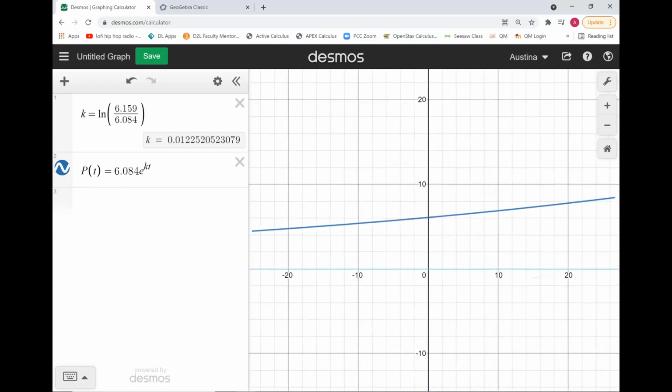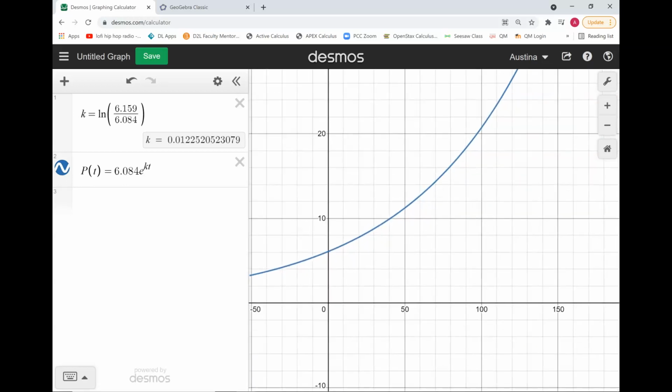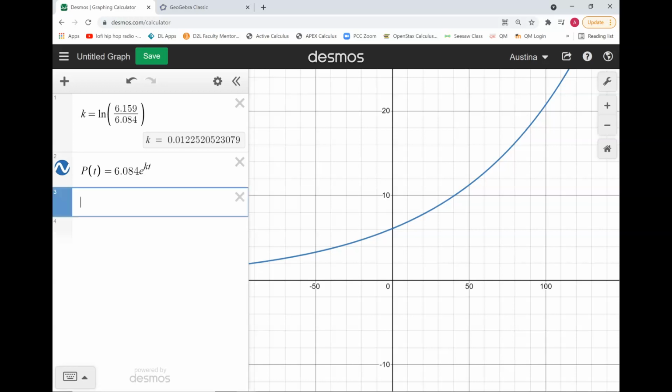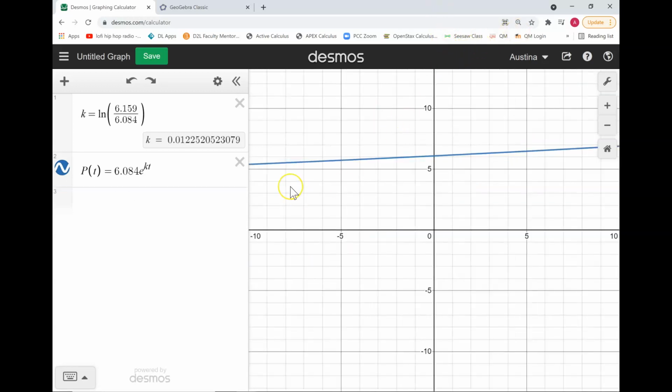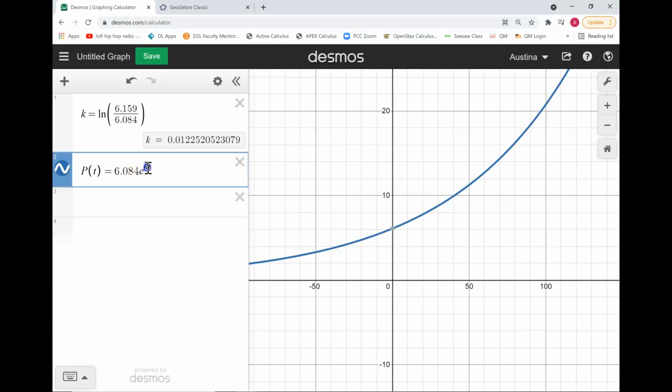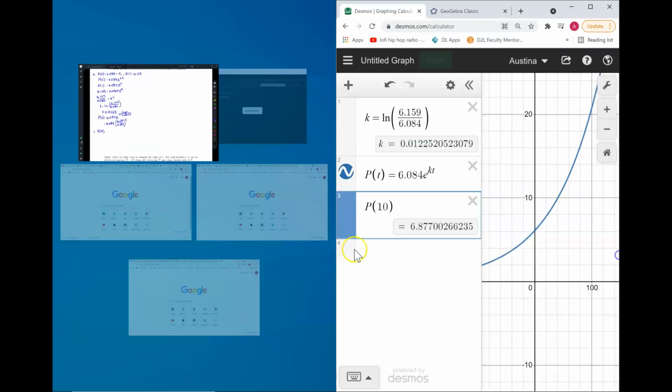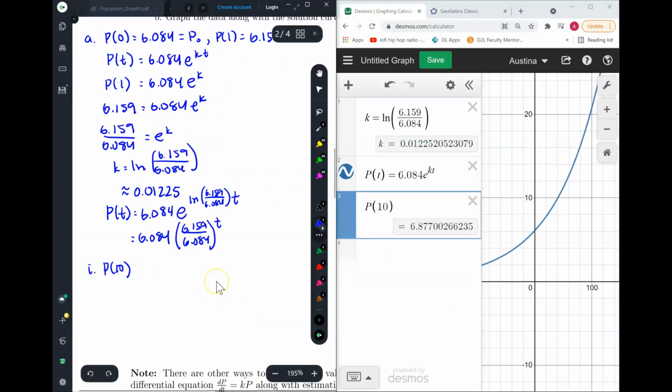And I'm going to change this a little just so I can see that exponential growth really nicely there. Okay, so again, you could have this natural log of that quotient typed in there. That would be fine too. But the fewer things you have to type, it's kind of nice. So P of 10, that's what we wanted to put in. I'm going to do a split screen here. P of 10 is about 6.877. So remember what that means. That means billions of people in the year 2010. And let's see how accurate that is with the data that we have.